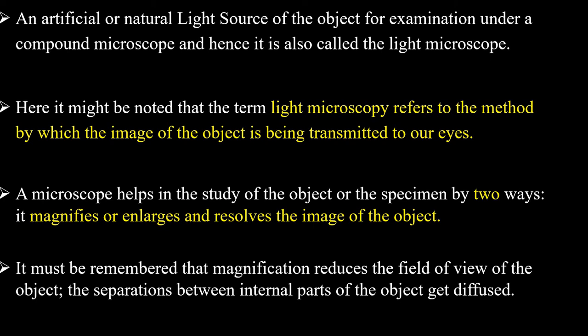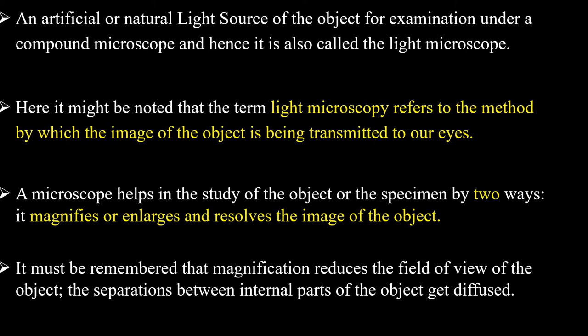An artificial or natural light source is used for the object under examination in a compound microscope, and hence it is also called a light microscope, as the natural light source of the object is used for the examination. Here it might be noted that the term light microscopy refers to the method by which the image of an object is being transmitted to our eyes.